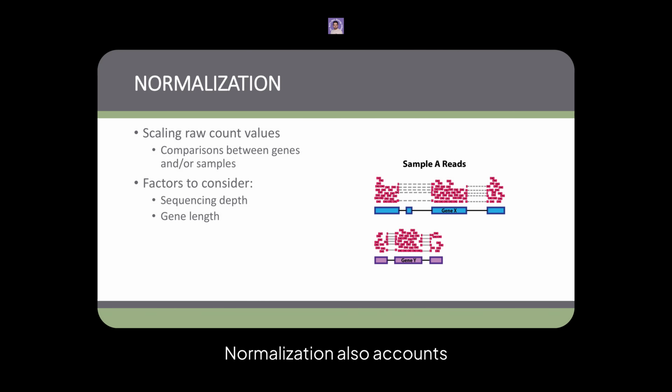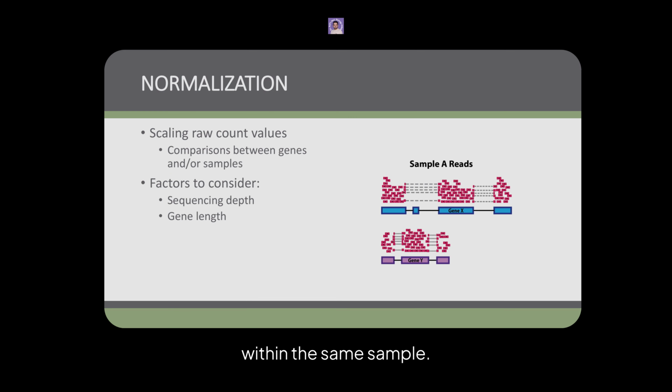Normalization also accounts for gene length. Longer genes attract more reads simply due to their size. Methods such as RPKM or TPM correct for both depth and length, enabling more meaningful comparisons of expression levels between genes within the same sample.